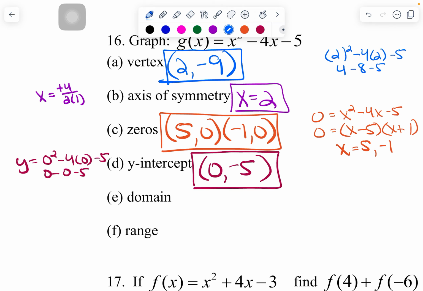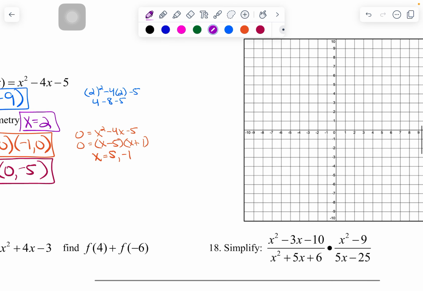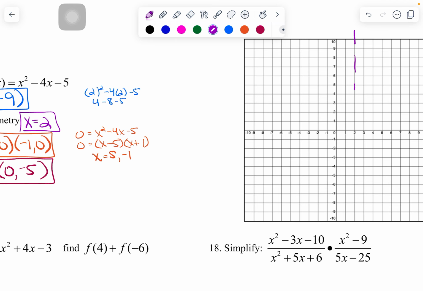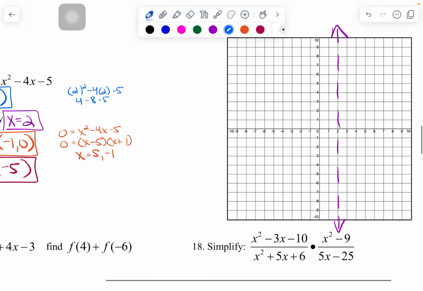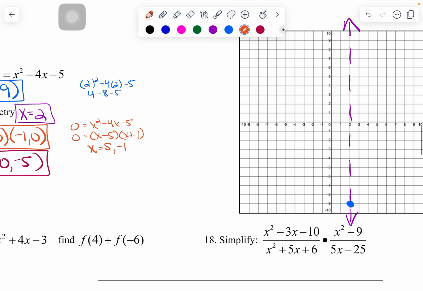All right, let's see if this makes sense on a graph. So axis of symmetry is the first thing I'm going to do, which is x is equal to 2. So right here, that's going to be the line where my graph can be folded in half. Let's see, 2, negative 9 was my vertex. Let's see, 0 is at 5. There's 5. And negative 1. And then 0, 1, 2, 3, 4, negative 5.